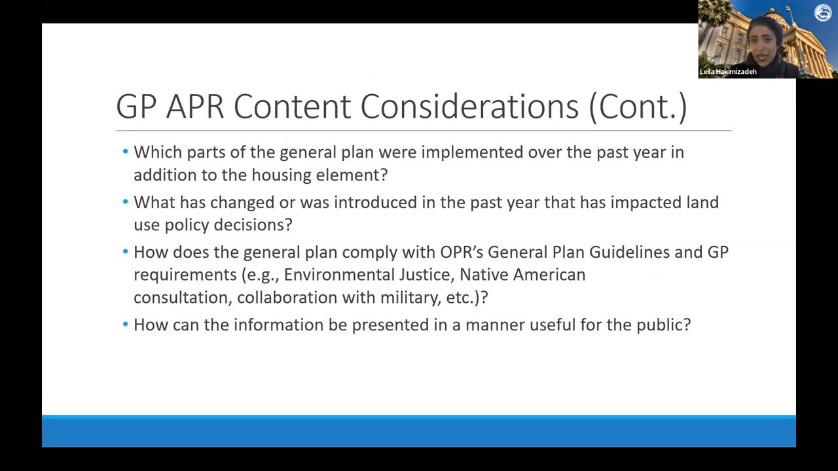Key questions to ask when developing a general plan APR. You can ask which parts of the general plan were implemented over the past year. What was changed or introduced in the past year that has impacted land use policy decisions? How does the general plan comply with OPR's general plan guidelines? For example, environmental justice, Native American consultation, and transportation laws. How can the information be presented in a manner that is useful for the public?